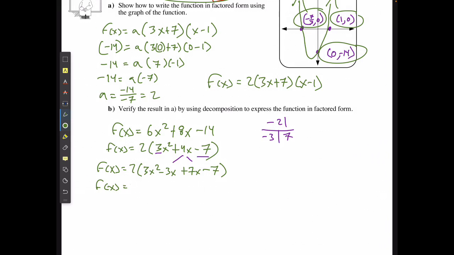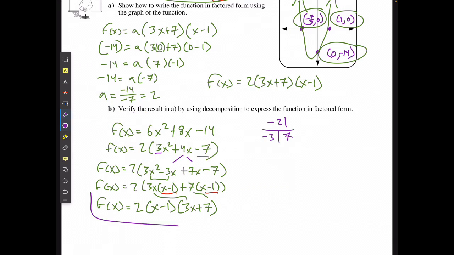F of x is equal to 2, and then when I factor by grouping, I have 3x and x minus 1, and I'm going to have positive 7 and x minus 1. What's in the brackets is the same, which means I'm going to take the common factor of 2 is still going to be there. I'm going to multiply it by what's inside the brackets, x minus 1, and then I'm going to group together what's outside the brackets, 3x plus 7. Even though the factors are in a different order, this is the same as this.